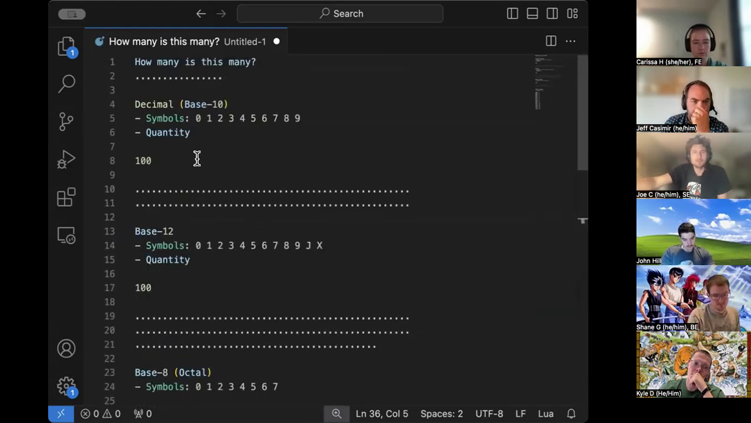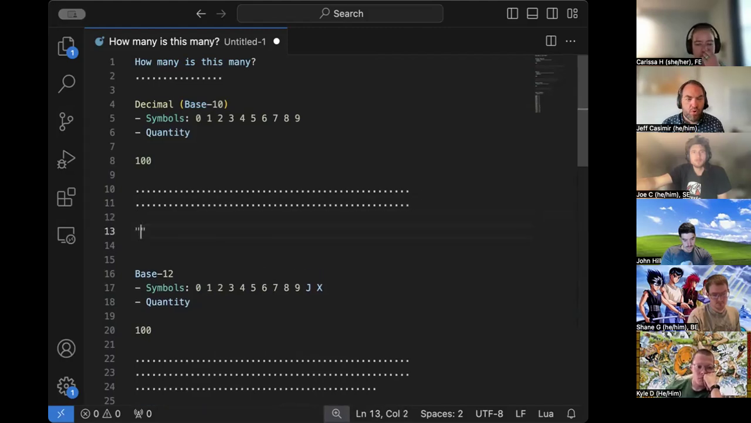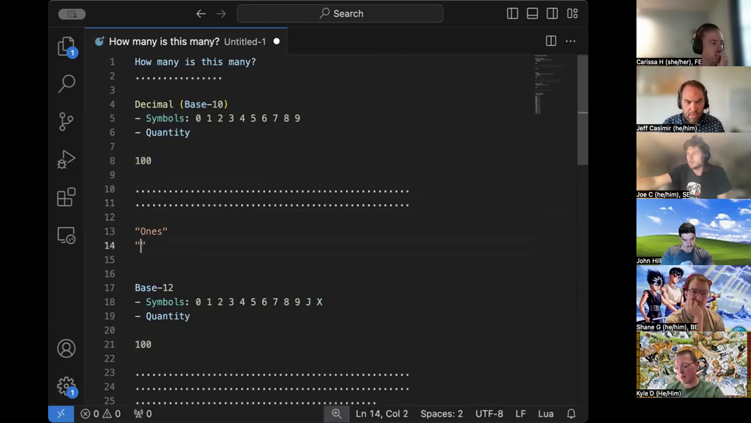Coming back here to base 10. I've thrown in there some words like the ones place. And these words come from a computational mathematic meaning, if you will.